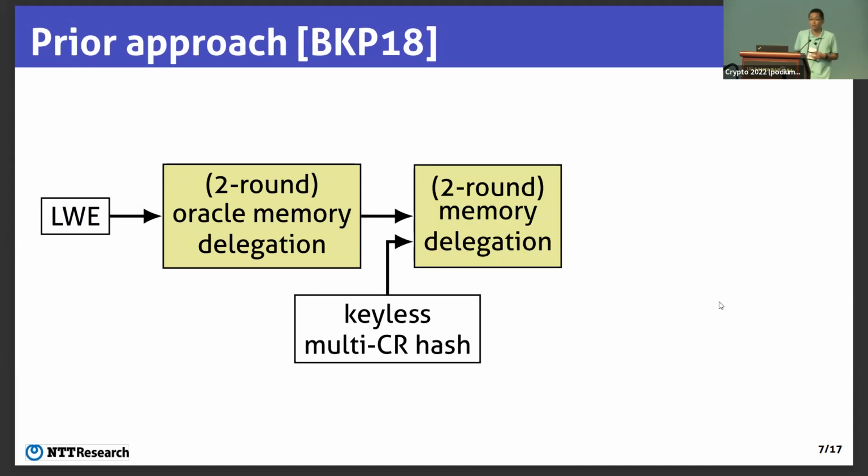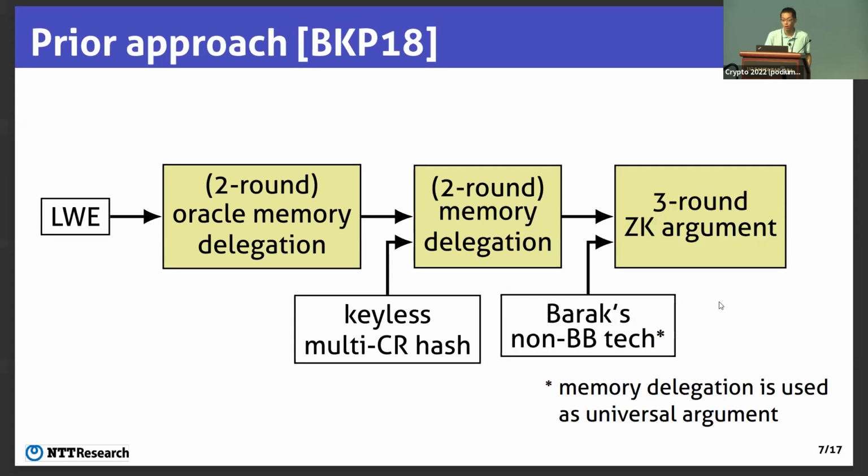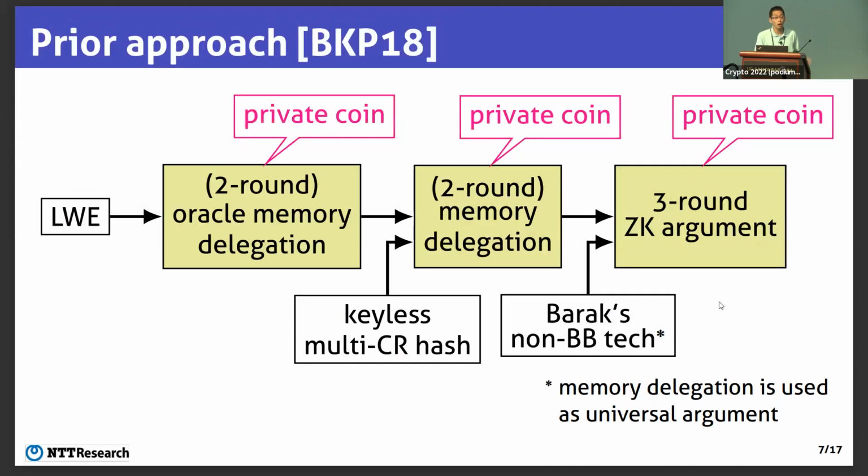Then they use Oracle memory delegation with a keyless multi-collision resistant hash function to obtain another primitive called memory delegation. And then they use it with a non-black-box technique to obtain a 3-round zero knowledge argument. What is important for our result is that the Oracle memory delegation that they first obtained is a private point, and as a result, the 3-round zero knowledge that they have obtained from it is also private point.